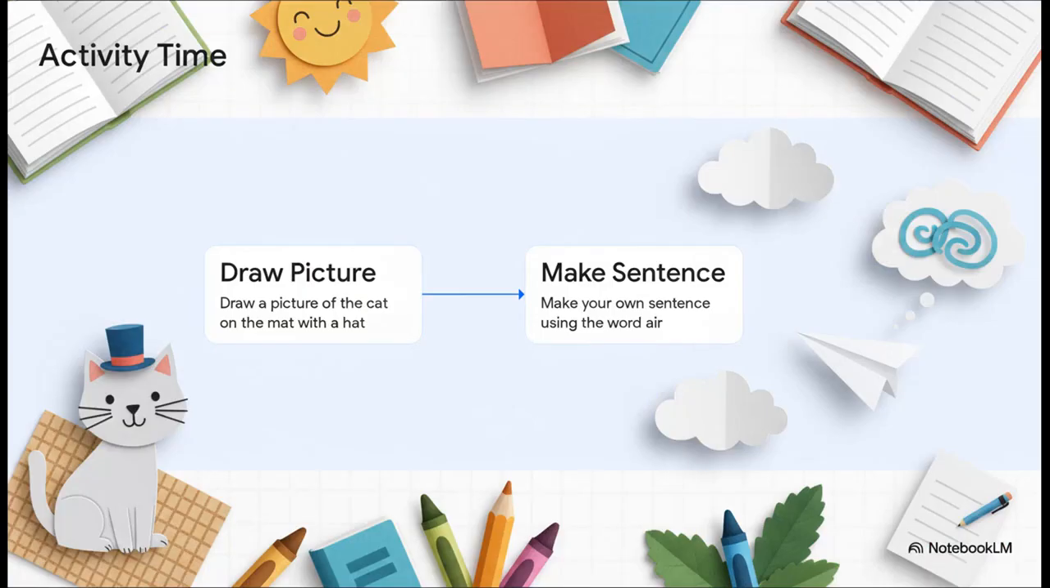After that reading phase, the lesson transitions brilliantly into application. The student gets 2 distinct, actionable steps here. Number 1, draw a picture of the cat on the mat with a hat. And number 2, make your own sentence using the word air. Why does this matter so much? Because we're taking the learner from passive listening to active creation. They are taking complete ownership of the vocabulary by visualizing it and manipulating it all by themselves.